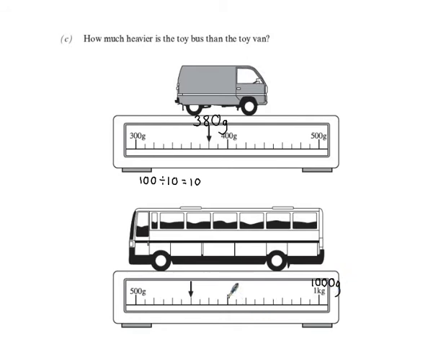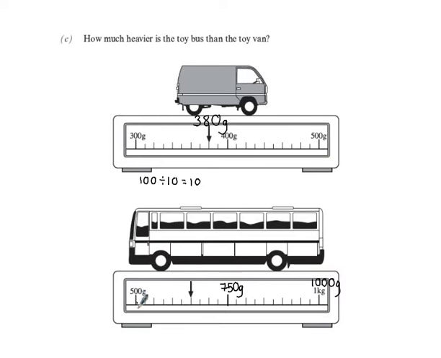Now, like I said, lots of people will find it easier to work out the middle here to save us counting all of these parts going across. So the middle of 500 and 1,000 is 750. So we know this middle marker here is 750 grams.